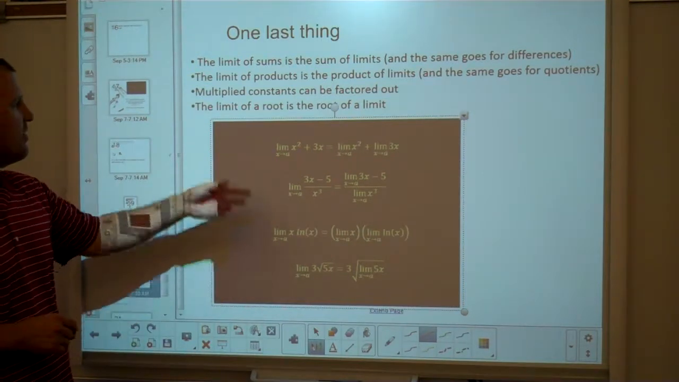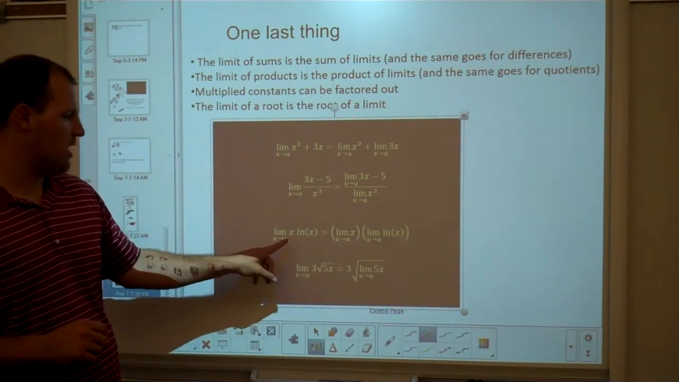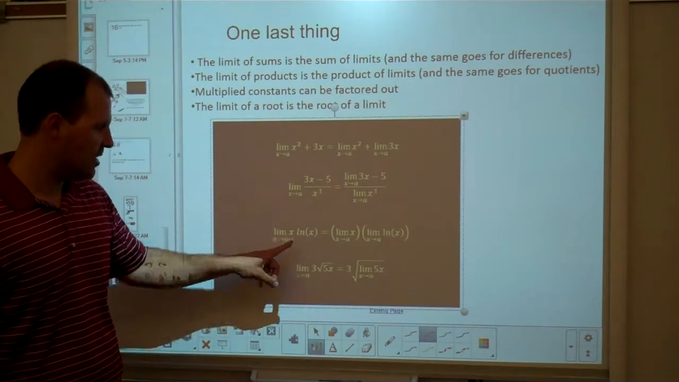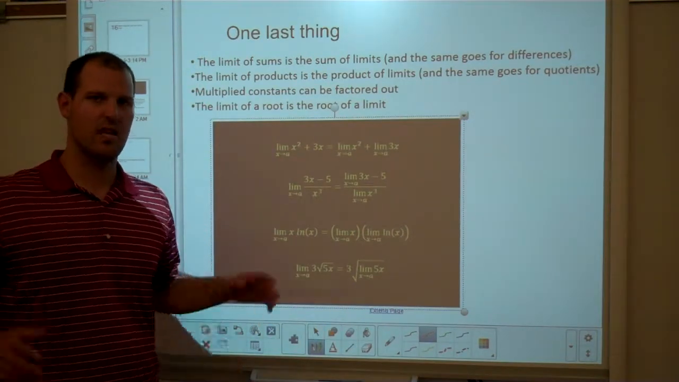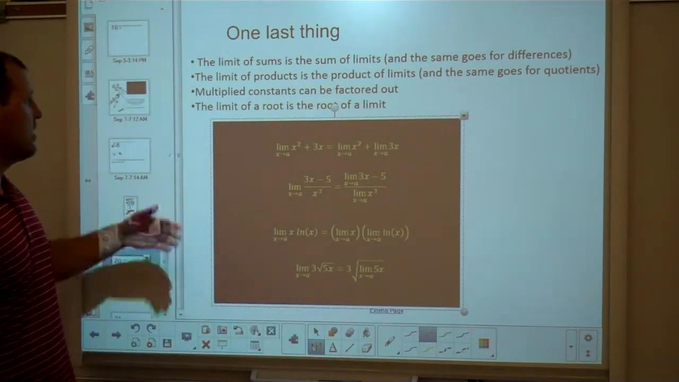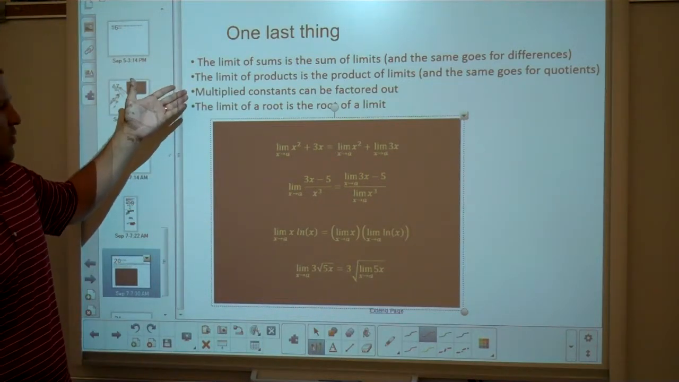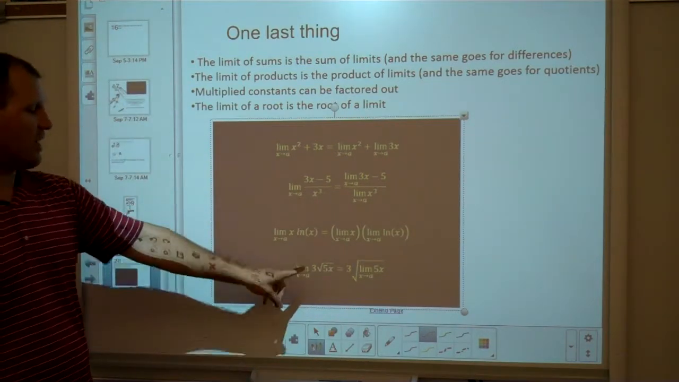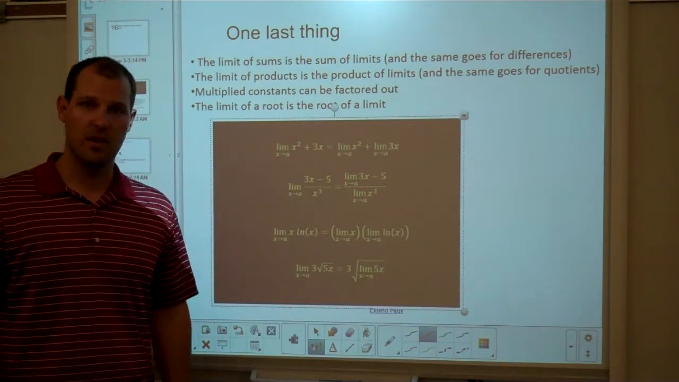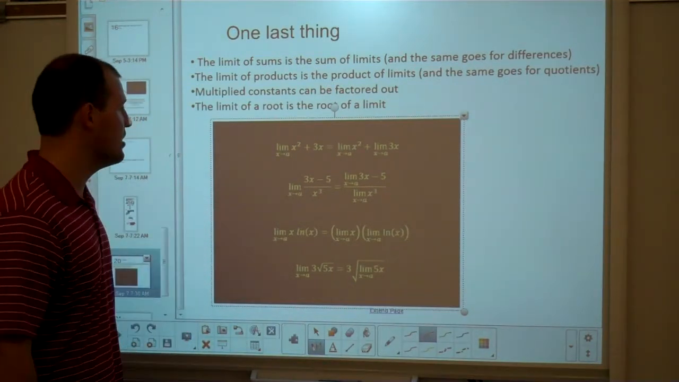That's this third line down here. It looks like I didn't coordinate them. And so if you have things multiplied together and you're taking the limit of it, you can break that into two separate exercises, multiply together their results. Same thing works with multiplied constants. You can totally factor out a constant. That is going to be a really big deal when we get to derivatives. That's going to make things a lot easier for us.